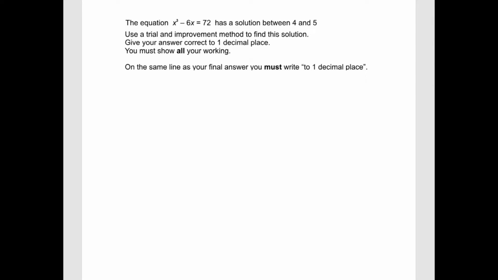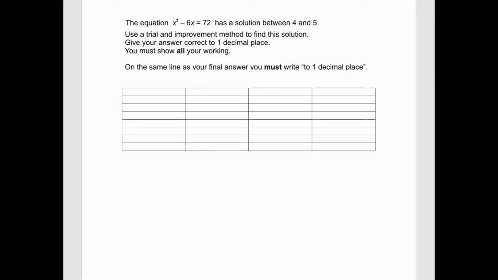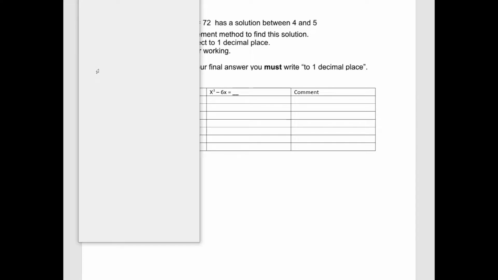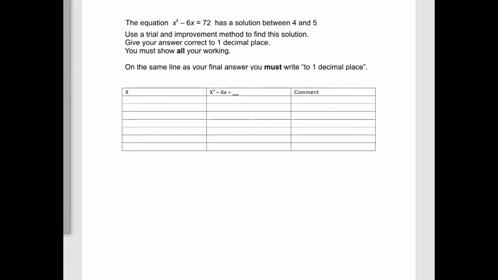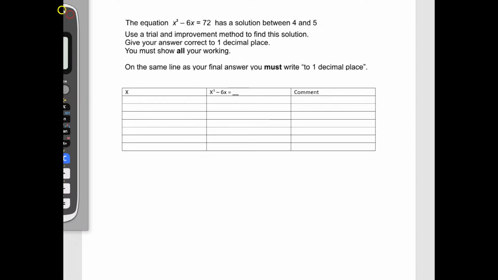First things first, trial and improvement. To do trial and improvement, we need to have a table. We have x, we have our equation, and we have comment. We're told that this equation has a solution between 4 and 5. So what I'm going to do is firstly substitute in x equals 4.